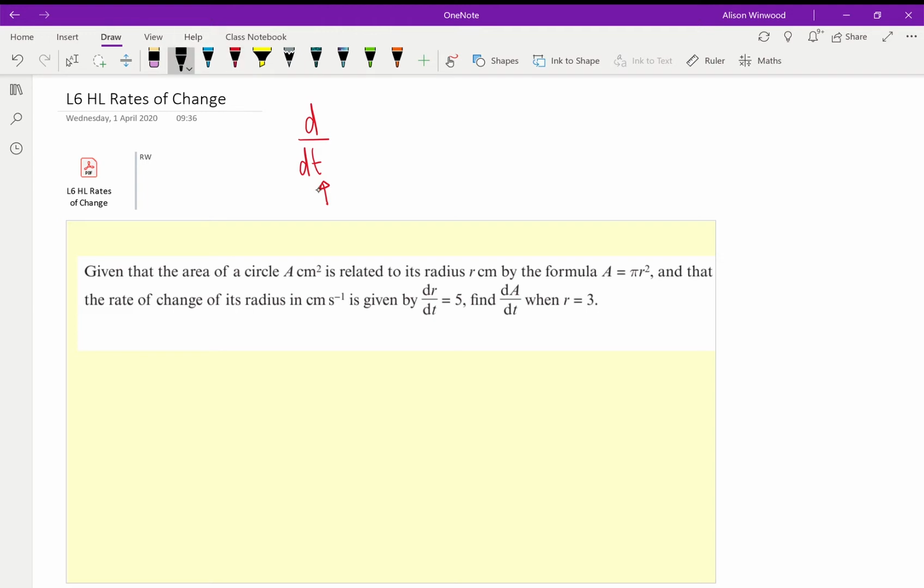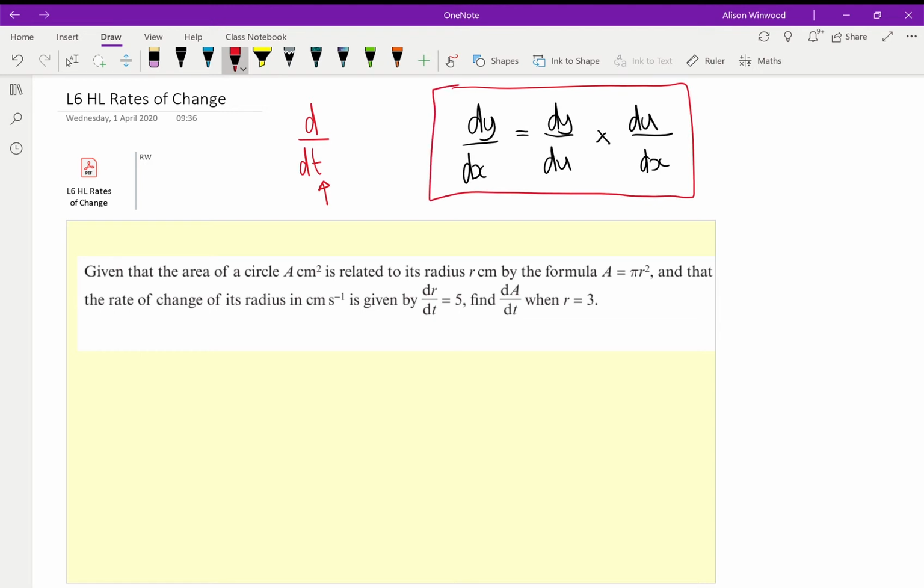Now the chain rule, you should remember, is that we can take dy by dx and split it as if it was two fractions and introduce a new variable. The standard one for the quotation of the chain rule is du. So this is the pattern we're going to use for our connected rates of change.